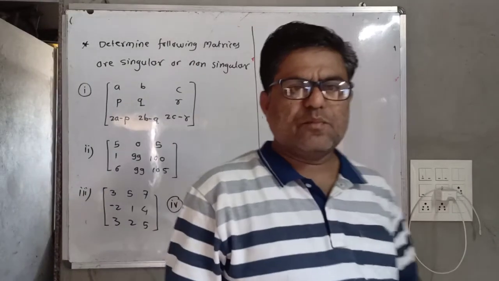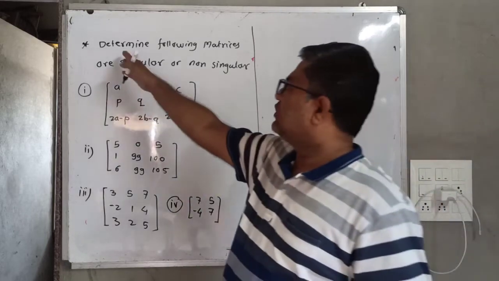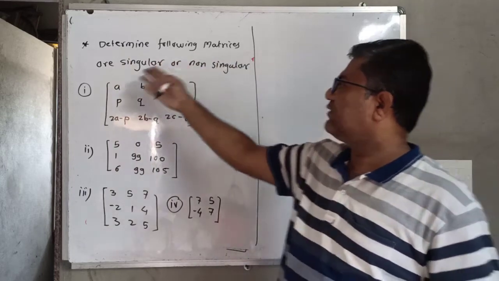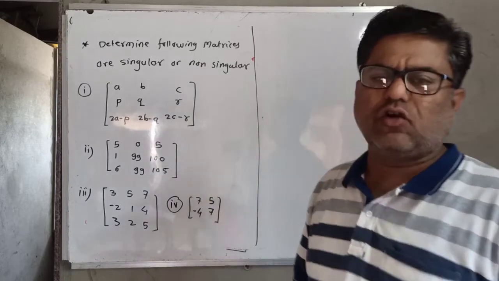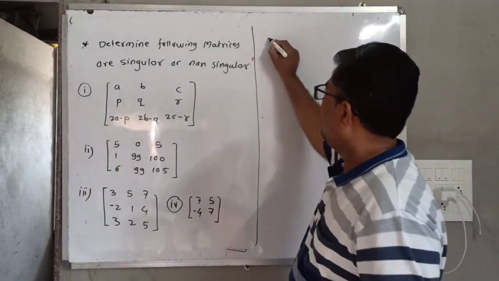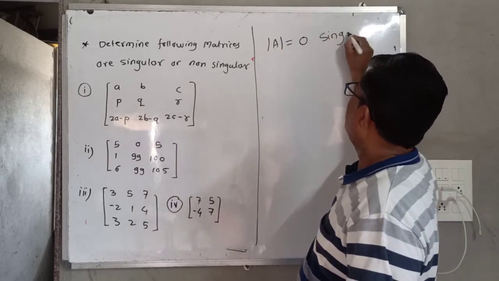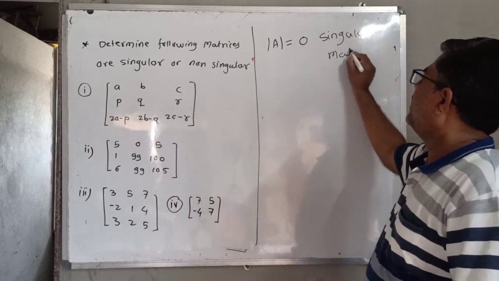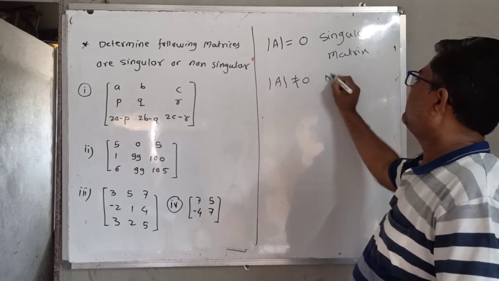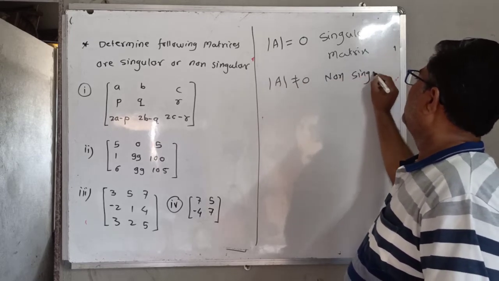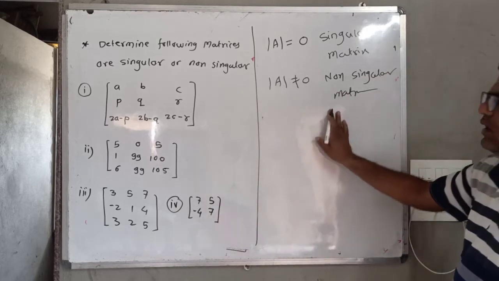Our next example asks us to classify singular and non-singular matrices. The question is: determine whether the following matrices are singular or non-singular. You have to know the definition. If the determinant of A is equal to 0, then it is a singular matrix, and if the determinant of A is not equal to 0, then it is a non-singular matrix.